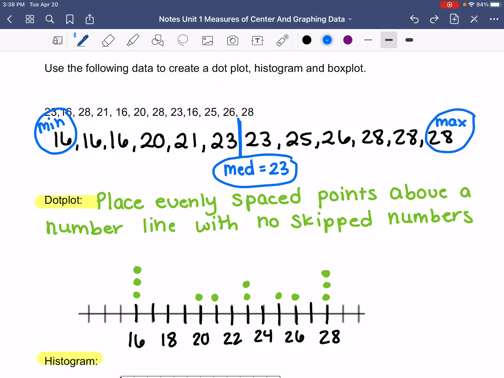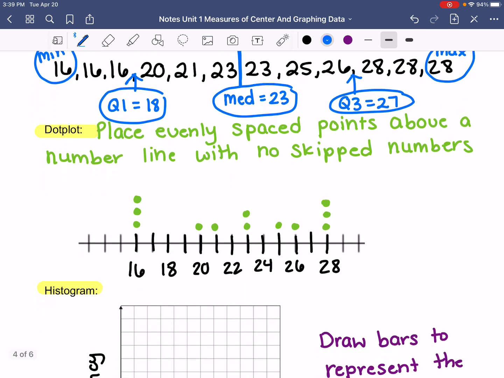Like in a football game, quarter 1 is in the middle of the first half and quarter 3 is in the middle of the second half. So here's where we would find our Q1, what's in between 16 and 20. So add 16 plus 20, divide by 2, you get 18. Q3 would be in between these two, because there's 3 here and 3 here. So in between 26 and 28, that's pretty easy. It's 27, directly in between. So those are the 5 values that we need: minimum 16, Q1 18, median 23, Q3 27, and max 28.